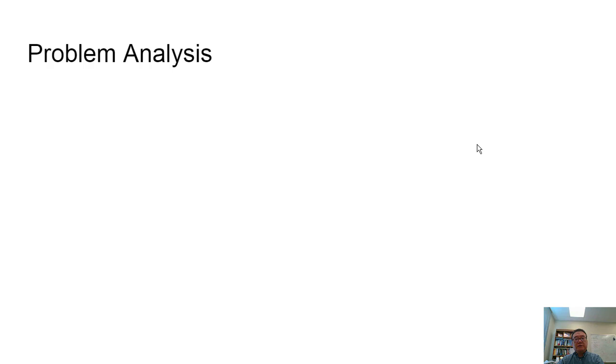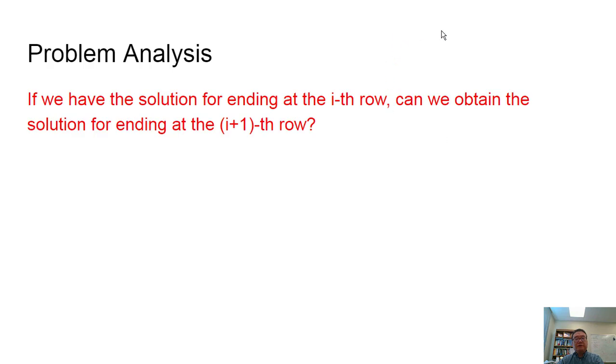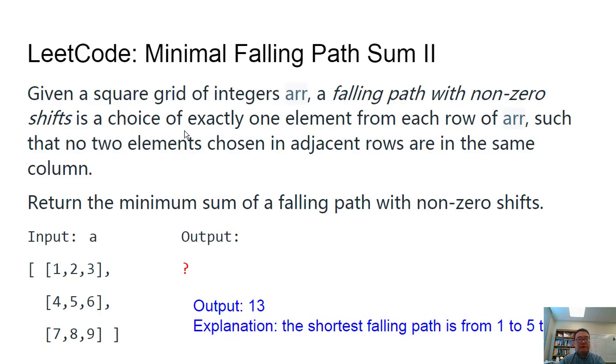Okay, so let's apply the same method that we used in the previous problem, where we define something that gives the solution to a partial problem, and then see how we can gradually construct the final solution. Suppose we have the answer for ending at the ith row, because to me that seems a very natural way of defining a partial solution. We are falling one row at a time. So if I want to compute the best answer for falling until the current row, then hopefully I can use that information to build the solution for the next row.